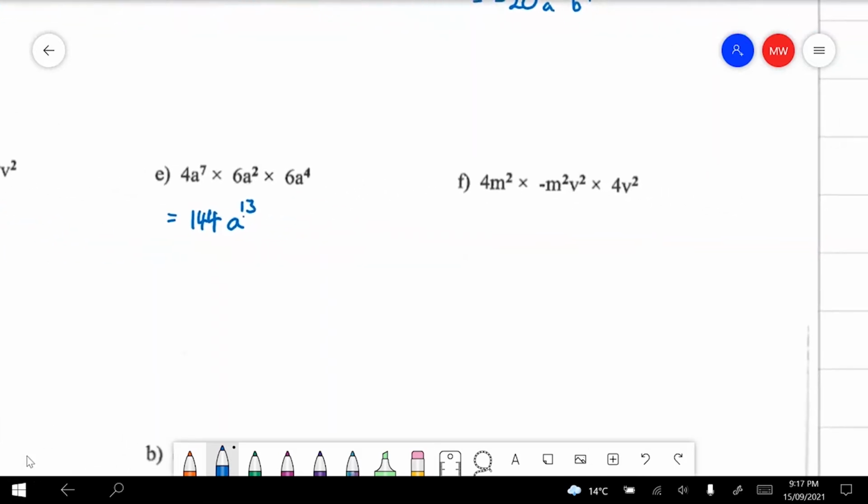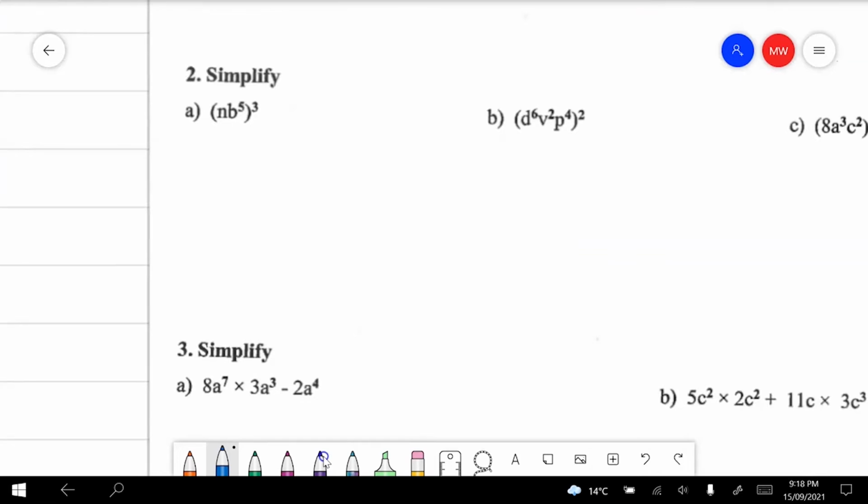And I've got F over here. So I've got 4 times -1 times 4. So that will give me -16. And then I've got M to the 2, M to the 2, so M to the 4. And I've got V to the 2 and V to the 2, so that's V to the 4. And that's all collected nicely.